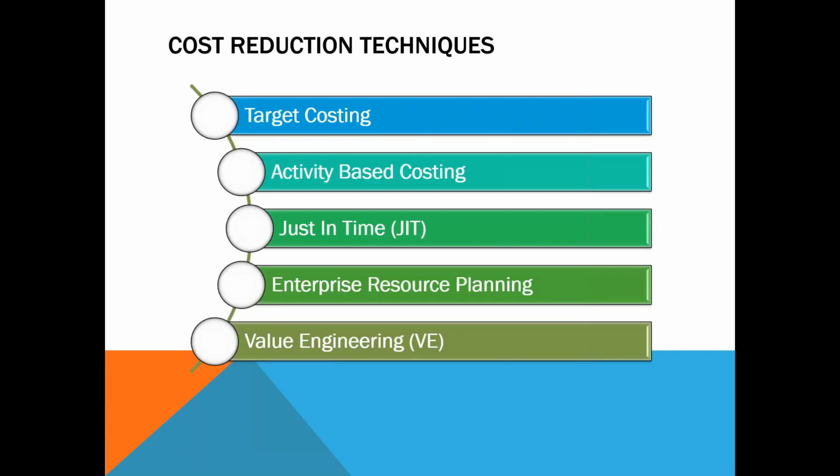Now I'll go through the different types of cost reduction techniques. Cost reduction techniques are target costing, activity based costing, just in time, ERP, that is enterprise resource planning, and value engineering. These are the 5 ways of reducing cost. Now we will go one by one.